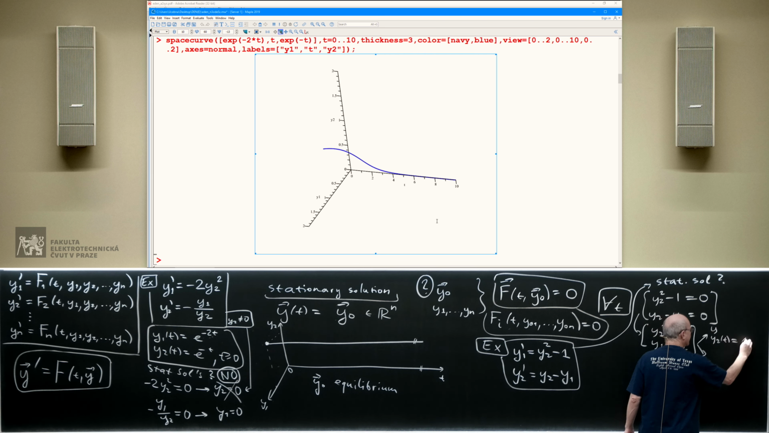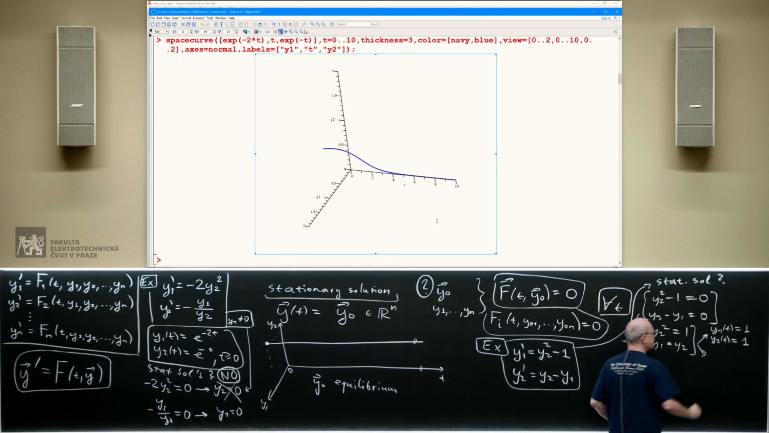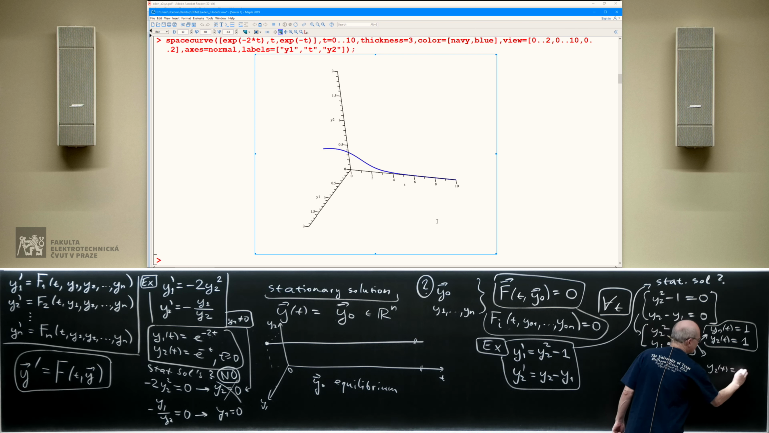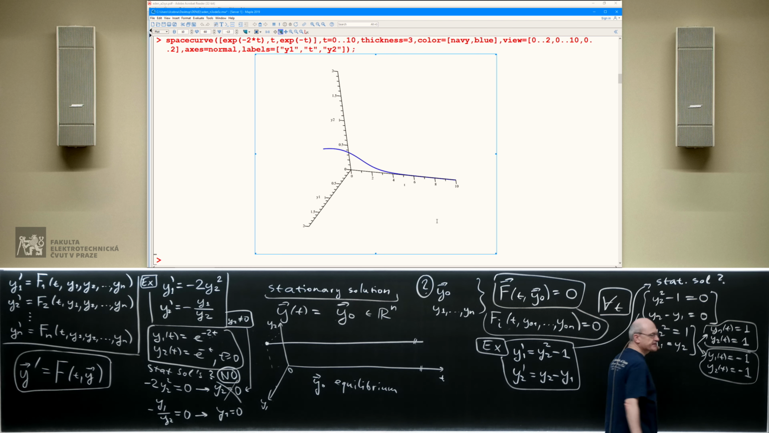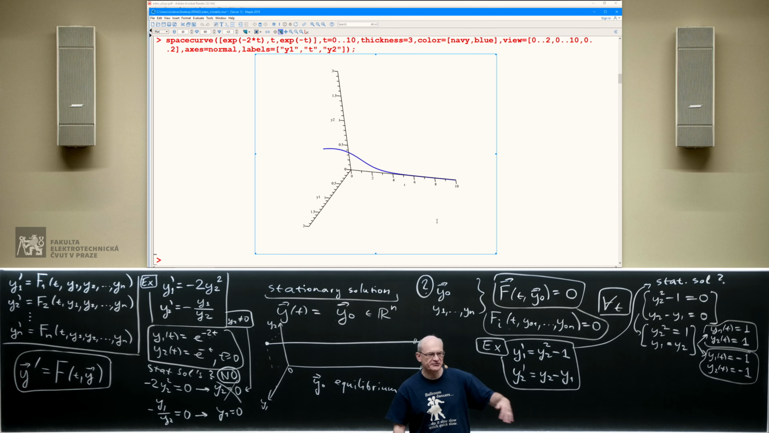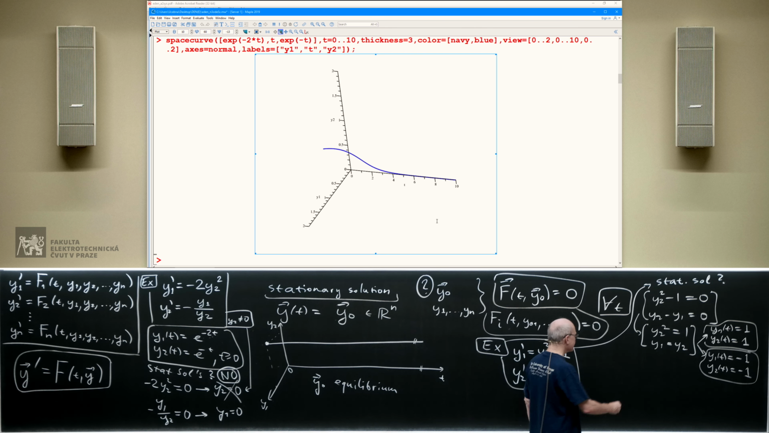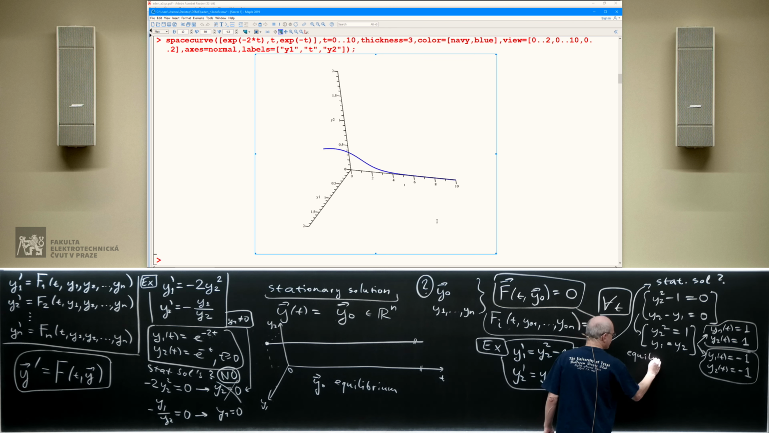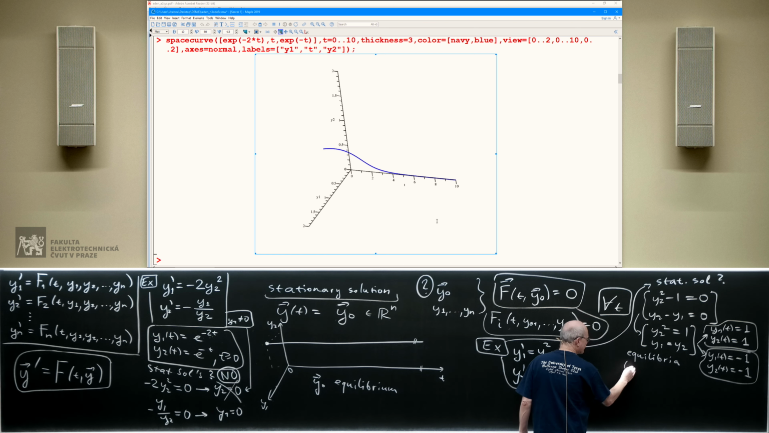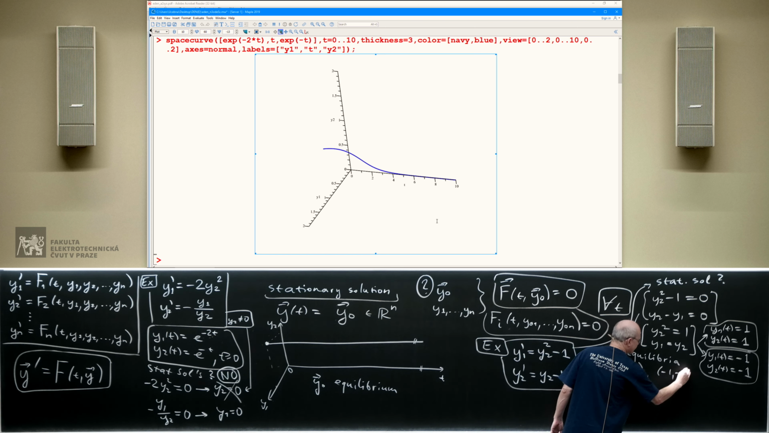y2 can be 1, and then y1 is automatically also 1 due to the second condition. So this is one stationary solution. But also y2 can be negative 1, and then y1 is also negative 1. So these are my stationary solutions. Now, when I set up my system so that it works like that, I will talk about equilibria. And there are two of them, (1, 1) and (negative 1, negative 1). So that's the settings for my system.